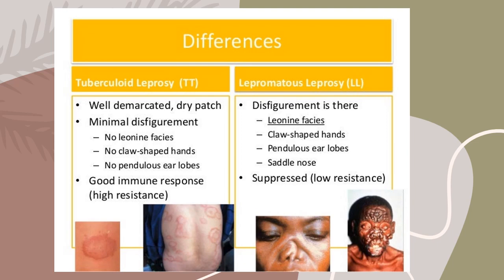Your tuberculoid leprosy mostly presents as a well-demarcated patch, and usually the patient has a good immune system. So, ibig sabihin medyo resistant siya against the leprosy. Compared to your lepromatous leprosy, dito mo makikita yung mga disfigurement. Like this one, no? Kawawa masyado. Mayroon na siyang leonine facies. And the immune system of this patient is usually suppressed. That is why medyo toxic yung presentation ng sakit.